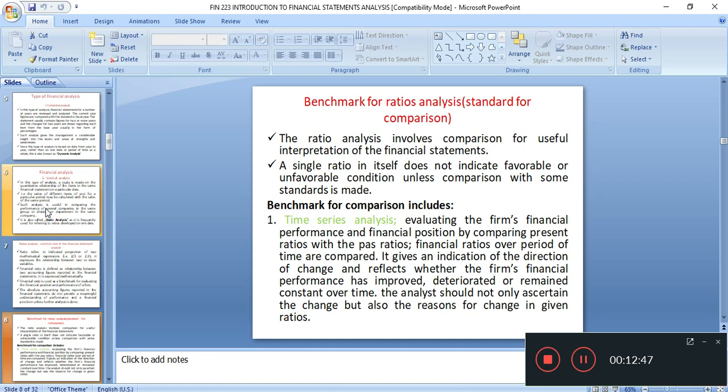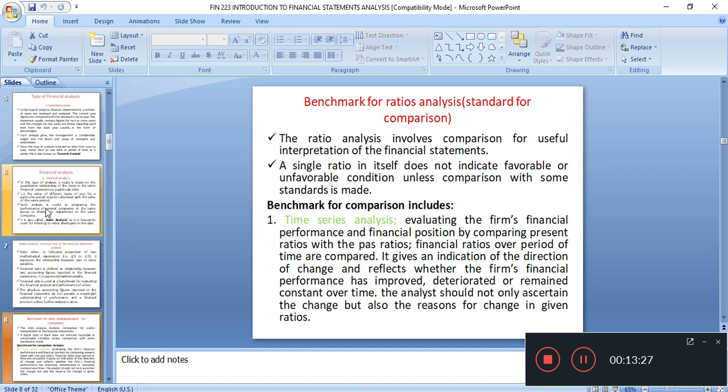We mean that there is a standard you prepared before, and also there is a base year, and also there is a current year. You are going to compare those years. In benchmarking, we include time series analysis, where we evaluate the firm's financial performance and financial position by comparing the present ratios with the past ratios. Here you are going to compare with the past ratios.